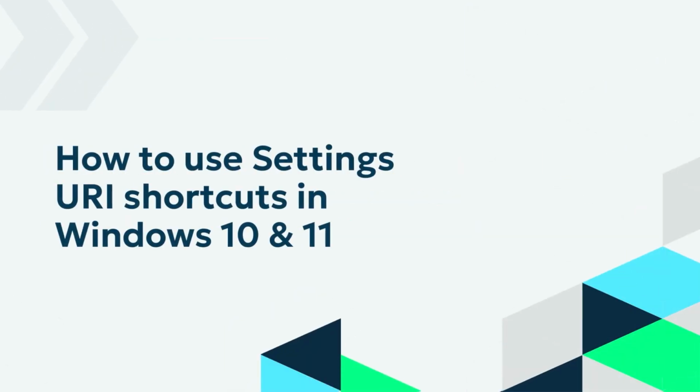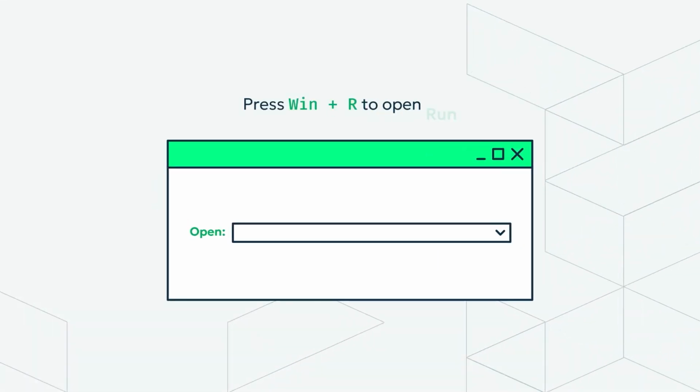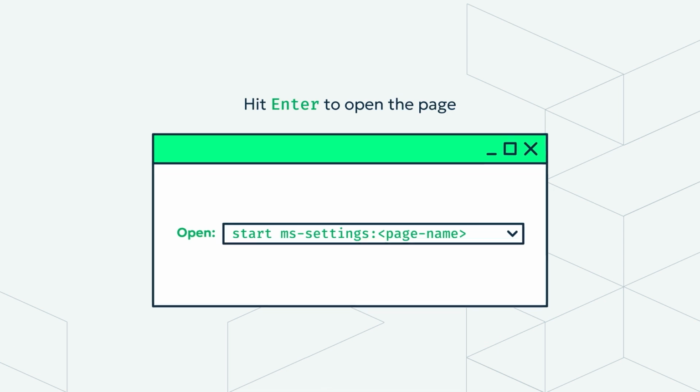How to use Settings URI shortcuts in Windows 10 and 11. Try out these 3 quick methods to launch the Settings URI commands. Option 1. Open a settings page via the Run dialog. Press Win+R to open Run. Type the URI command for the specific settings page you want to go to. Finally, hit Enter to open the page.